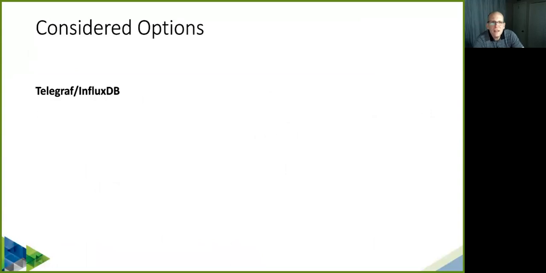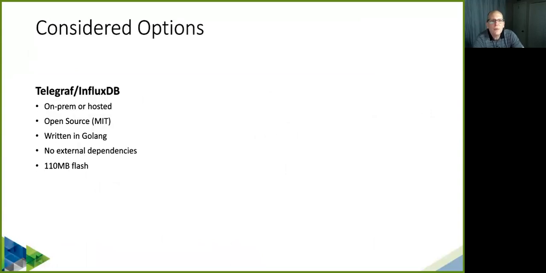And as far as the options that we considered, the first one we looked at was called Telegraf or InfluxDB. It is available both on-prem and hosted. It is open source licensed. It is written in Golang, which is nice because that means it will compile down to a single binary with no external dependencies. However, it does require a fairly large on-device footprint, 110 megs of flash, which is for some of our devices quite significant.